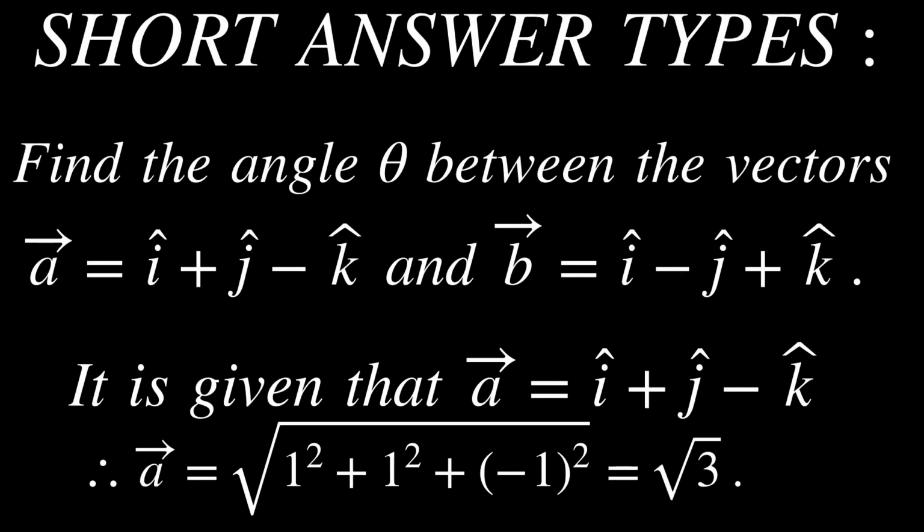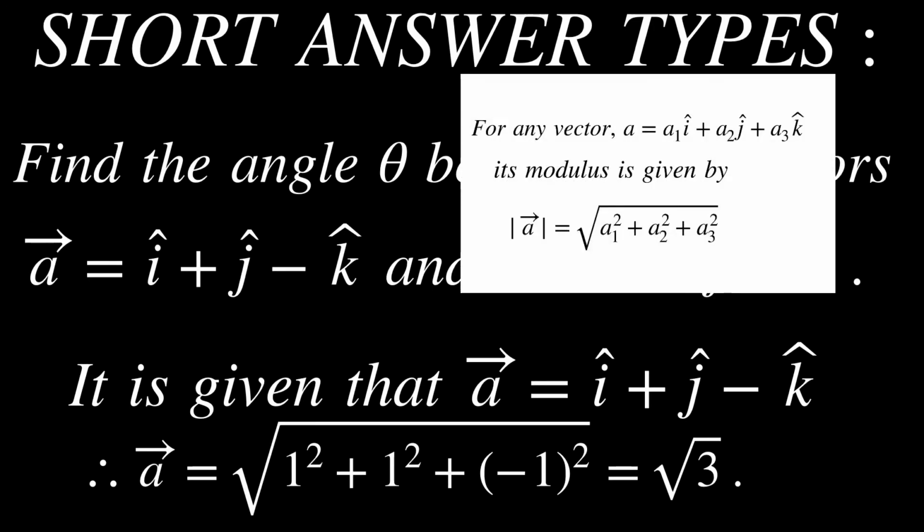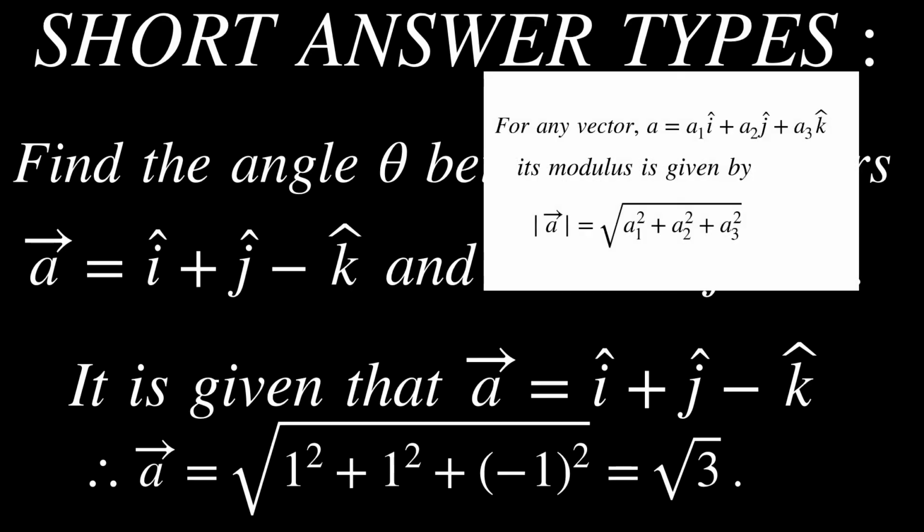Now we will jump into short answer type question. Find the angle theta between the vectors A vector is equal to i plus j minus k and B vector is equal to i minus j plus k. So it is given that A vector is equal to i cap plus j cap minus k cap. For any vector A represented as a1i plus a2j plus a3k, its modulus is given by square root of a1 square plus a2 square plus a3 square.